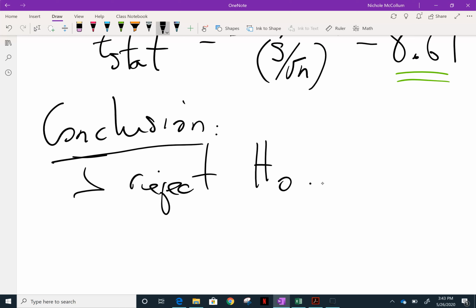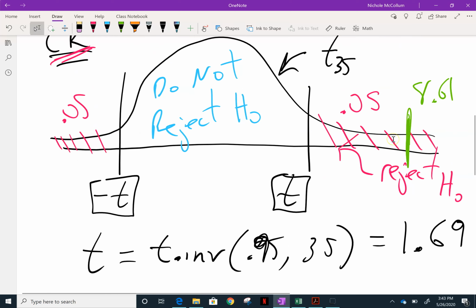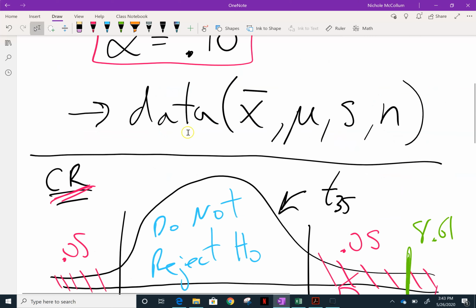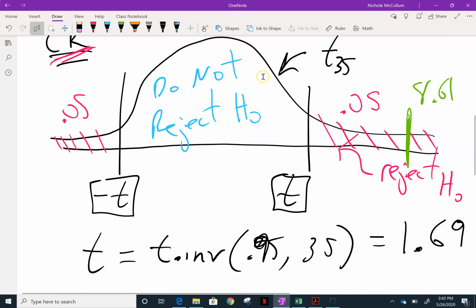Great. What the heck does that mean? You should always have language that follows up the math. I reject H naught. That's awesome. Why? Well, because my Tstat is in the rejection region built by calculus. Here's my statistic. Here's the bar, 1.69, put down by calculus. How does it get put down? It was put down by alpha. Everything comes together. Alpha is used to build your rejection regions. That's the calculus. This is your sample, the green bar. Your green bar is clearly in the rejection region.